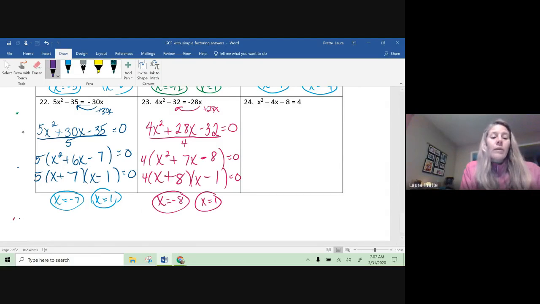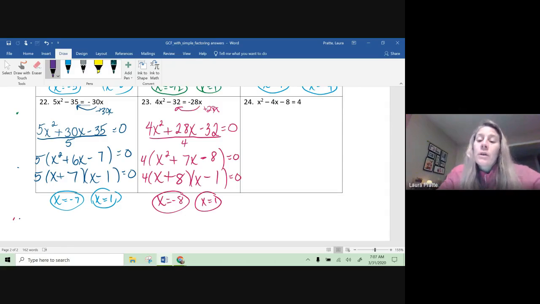And then our final problem, this time you might notice that we already have a trinomial here, but then we also have to get rid of this 4. So because the 4 and the 8 are both constants, you can combine them since they're like terms, and you get negative 12 there equals 0.